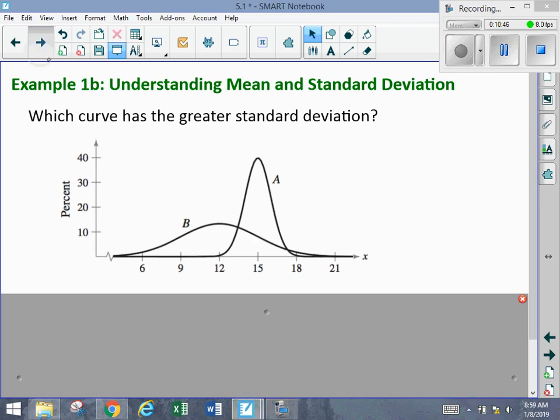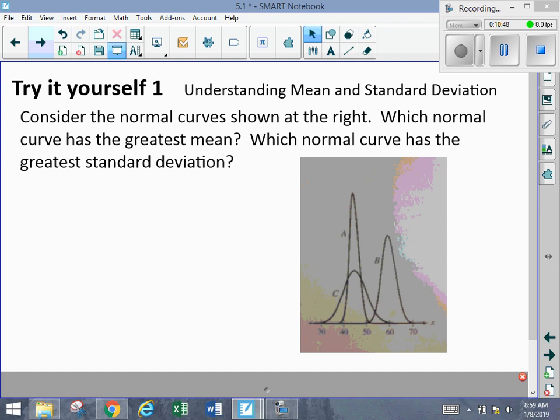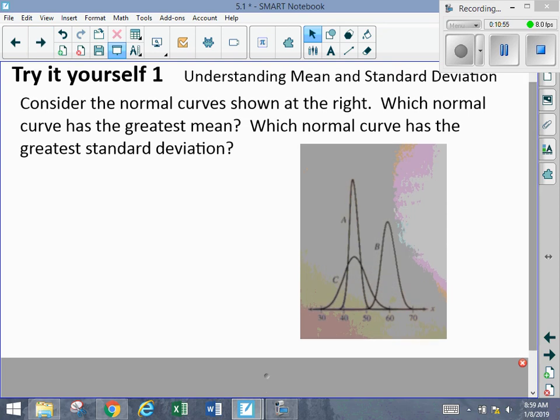So we did this. We did it all at once. All right. So it's kind of hard to see these. Which one of these has the greatest mean?